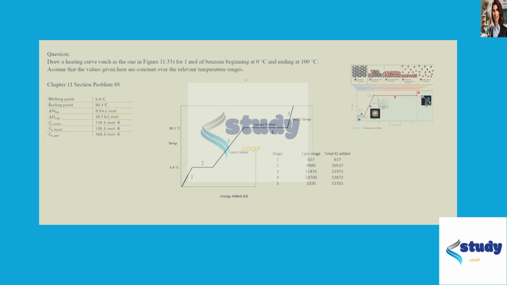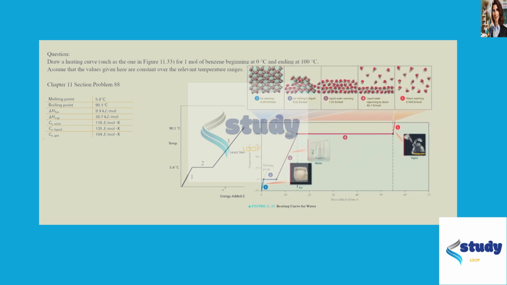Okay, this is Chapter 11, Section Problem 88, and it asks us to draw a heating curve, such as the one in Figure 11.33, for 1 mole of benzene beginning at 0 degrees Celsius and ending at 100 degrees Celsius. So it wants us to assume that the values given here are constant over the relevant temperature ranges, so just draw straight lines. Okay, so that's what I've done here. We can see the values included in the textbook.